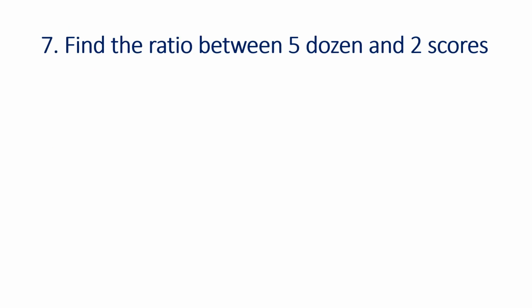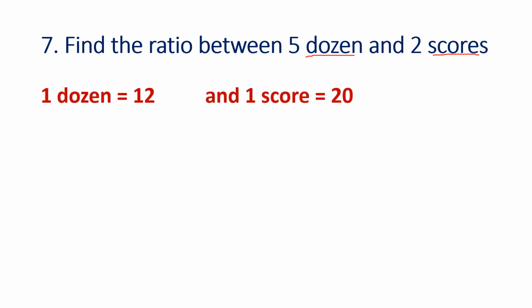Now one more question is there. Find the ratio between 5 dozen and 2 scores. Now again, whenever we write the ratio, they should be in the same unit. Here it is dozen and this is score. So you have to convert these into the same unit. Now what does 1 dozen mean? 1 dozen means 12. When we group 12 together, we say it is 1 dozen, 12 items. Okay. And what is 1 score? 20 together makes 1 score.